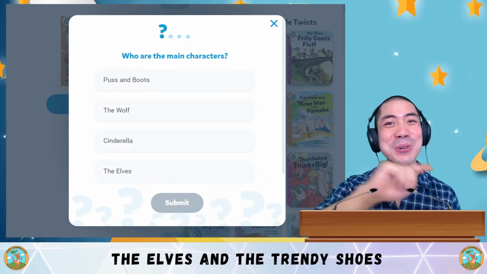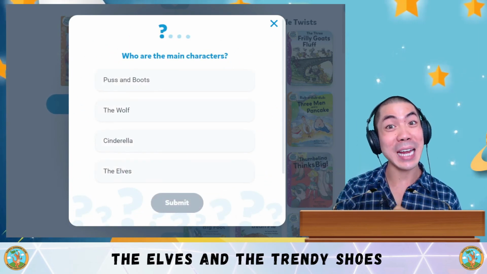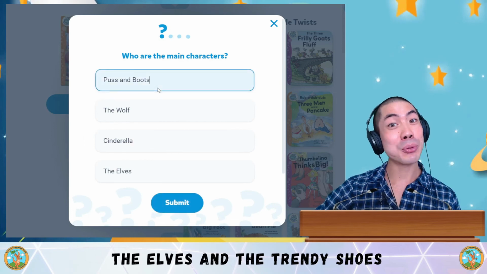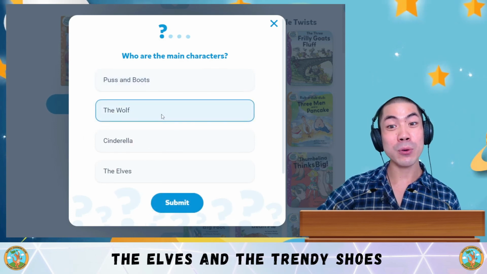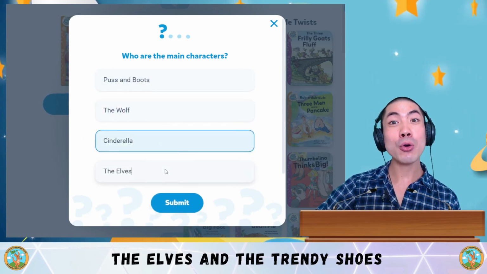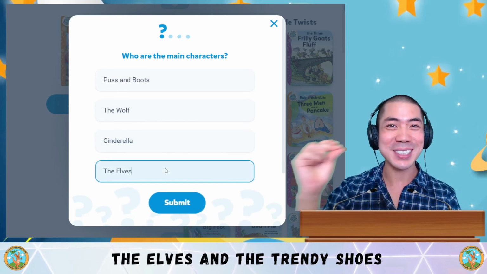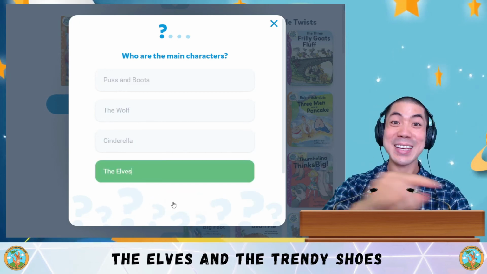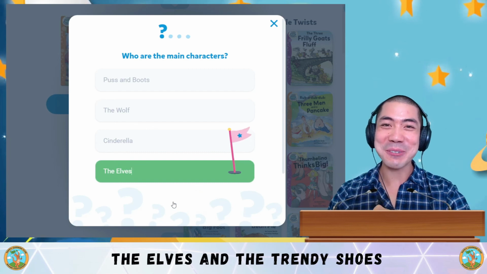Are you ready? Question 1. Who are the main characters? Is it A, Puss in Boots, B, the wolf, is it Cinderella, or the elves? I'll give you a moment. The answer is the elves, of course.